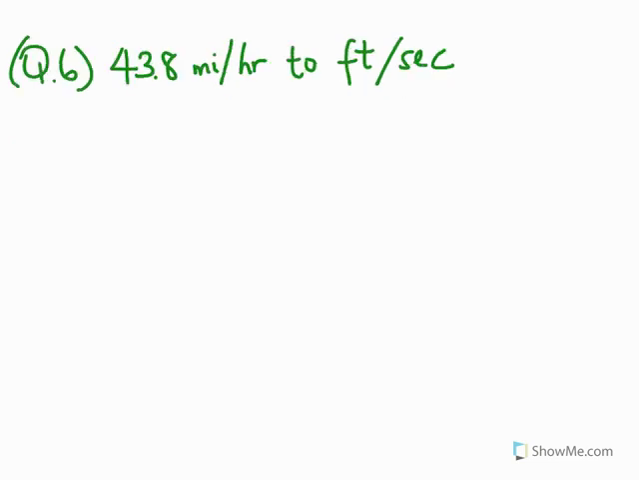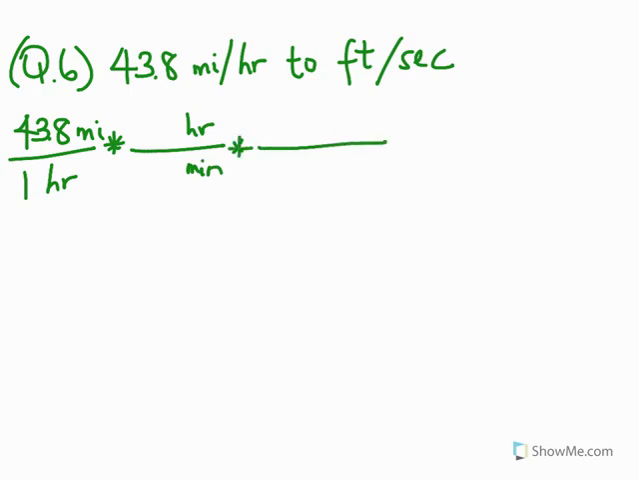Got it? Question 6, last but not the least. 43.8 miles per hour to feet per second. So this is 43.8 miles all over 1 hour. Then we want to convert. Do we have a straight direct relationship between hour and second? No, let's pass through minute, okay? So we have hour here and minute here. Then we have minute here and then second here.